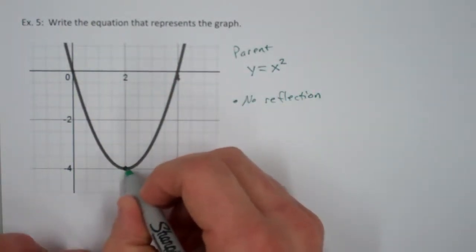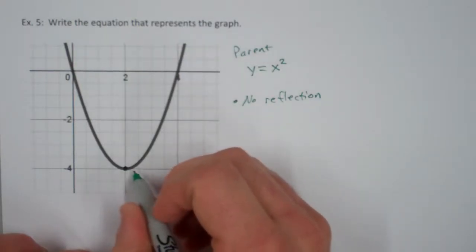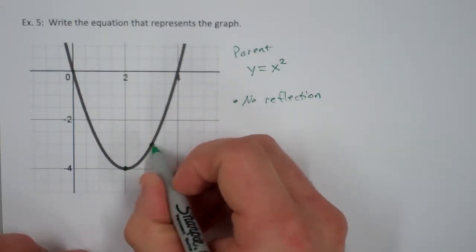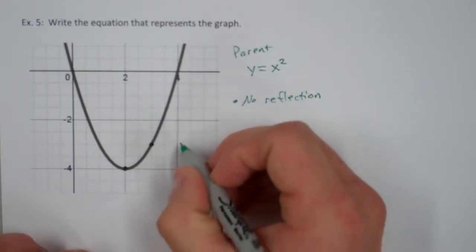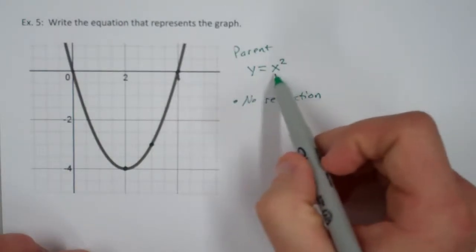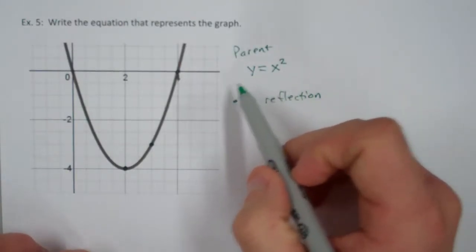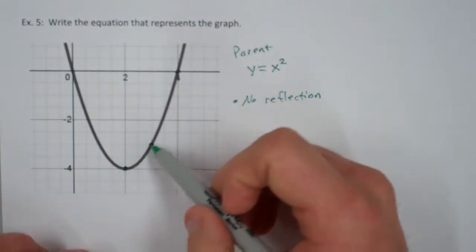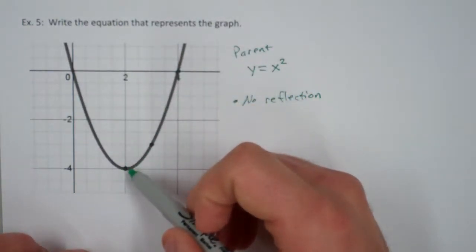If we consider this the vertex, the new 0, 0, we would go right 1, up 1, and we would go right 2, up 4. And that's normal for this parent function as well. If you graph that parent function, you would go right 1, up 1, right 2, up 4. There isn't any stretch or shrink or widen or narrow for this one.